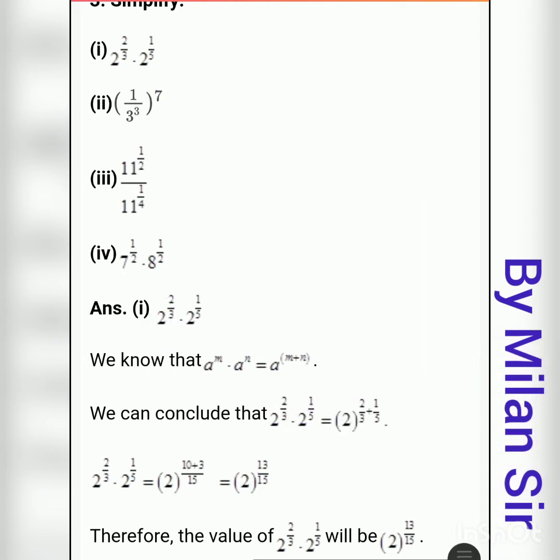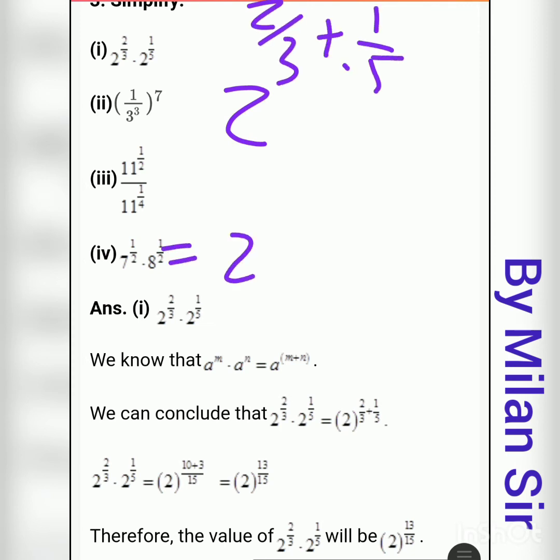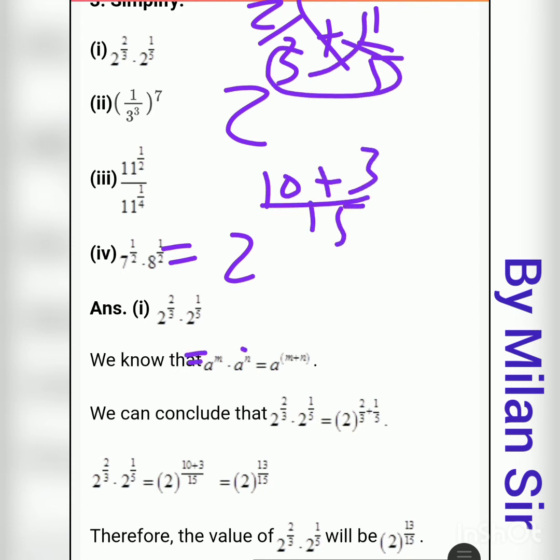Again, multiplication is there, so we need to add the exponents and put the same common base 2. Here 2 by 3 plus 1 by 5. So 5 twos are 10, 3 ones are 3, LCM, and divide by 5 threes are 15. So in the exponent 10 plus 3, 13 by 15. This is our answer. We cannot simplify it further.